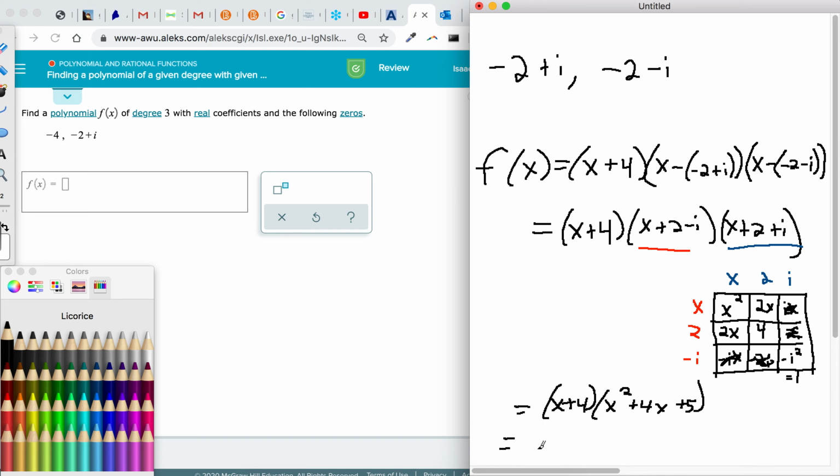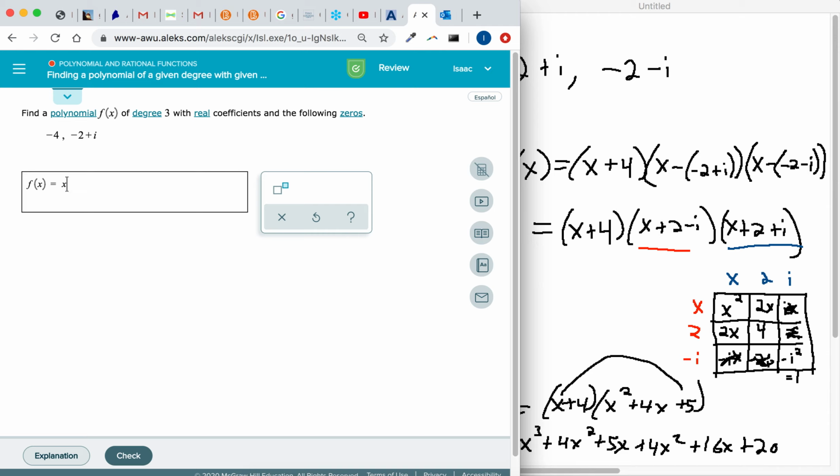And so the final part, x times x squared makes x to the third. x times 4x makes 4x squared. And then x times 5 makes 5x. And then you got 4 times x squared. That's going to make 4x squared. And then you got 4 times 4x makes 16x. And you got 4 times 5 makes 20. And so just combine like terms to simplify there. x to the third plus 8x squared plus 21x plus 20 when you simplify.